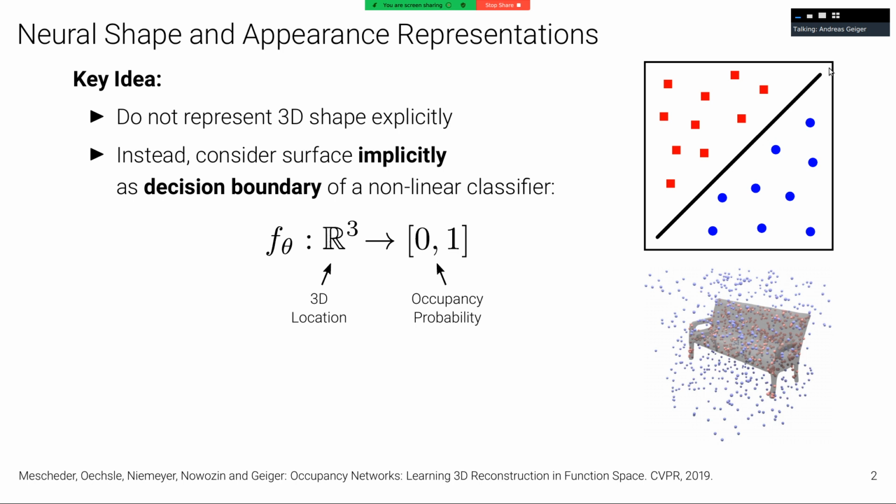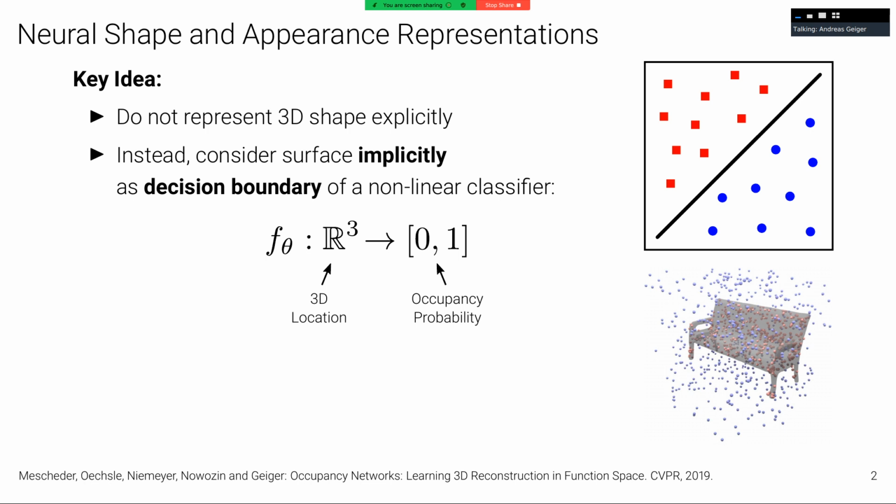It's illustrated here on the right, where we have the decision boundary between the red and the blue points representing the surface. Mathematically, this can be formalized as a mapping with parameters theta, typically represented by a neural network, that maps from a 3D coordinate to an occupancy probability, for example.